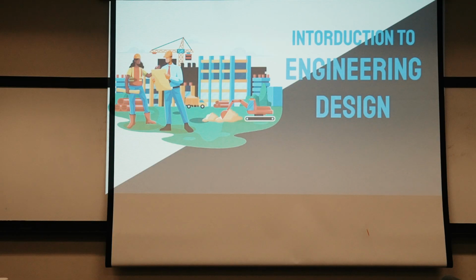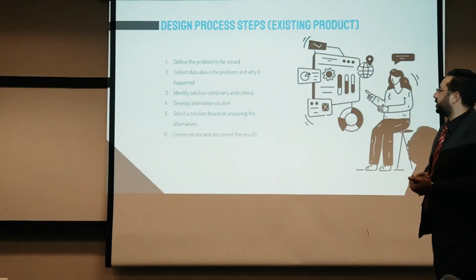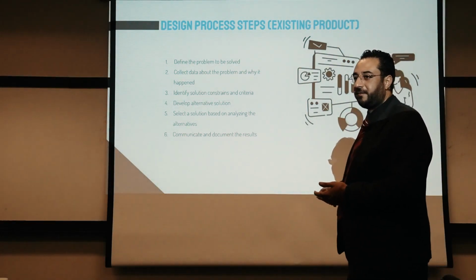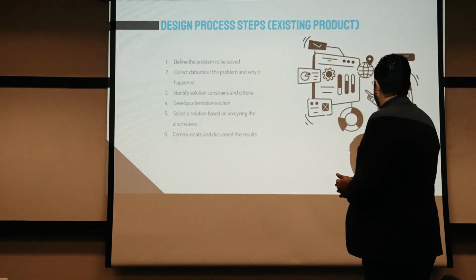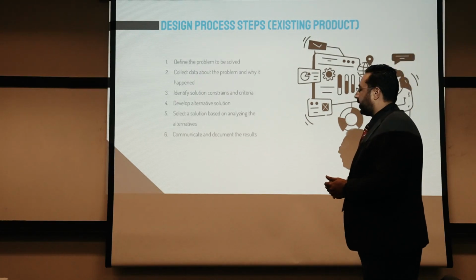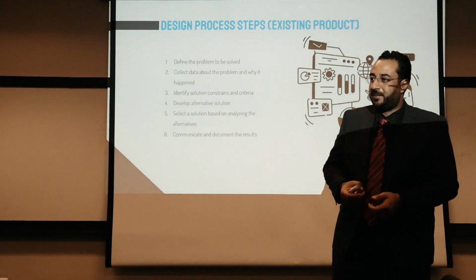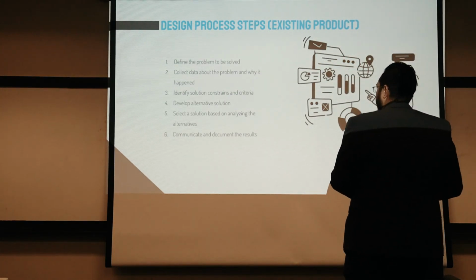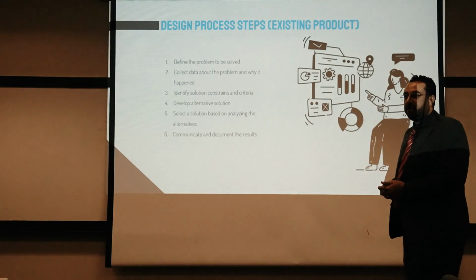Okay, so we're still in our course, Introduction to Engineering. We discussed last time the design process steps. We said first you need to define the problem to be solved. Then you need to collect your data about the problem, and you need to understand why the problem happened in the first place. And we said as well, you need to identify the solution constraints and criteria.